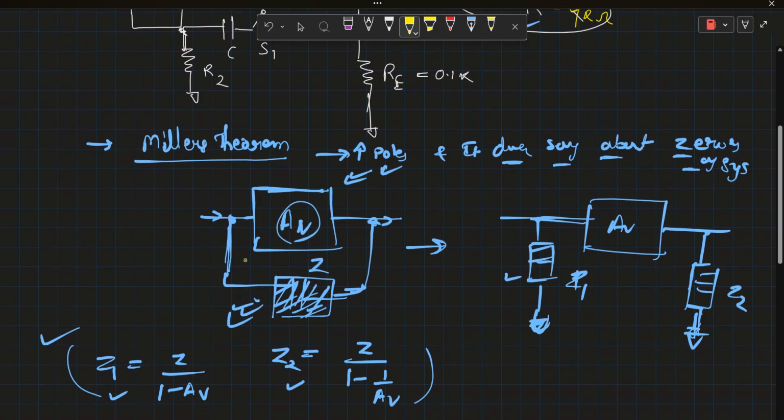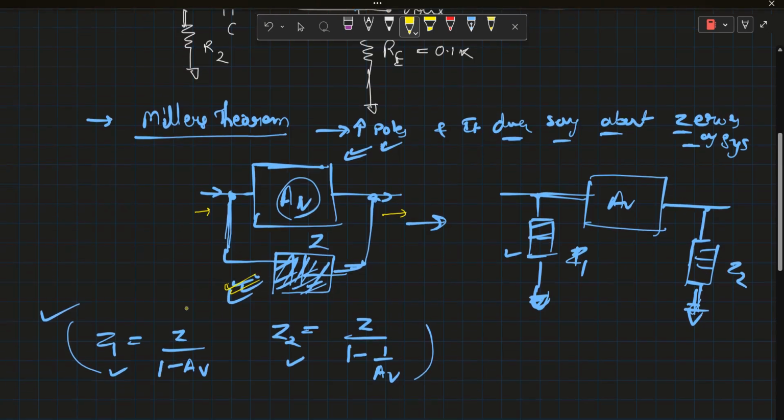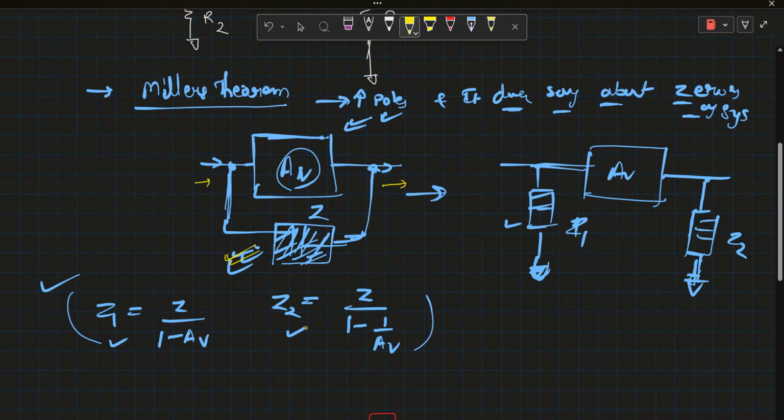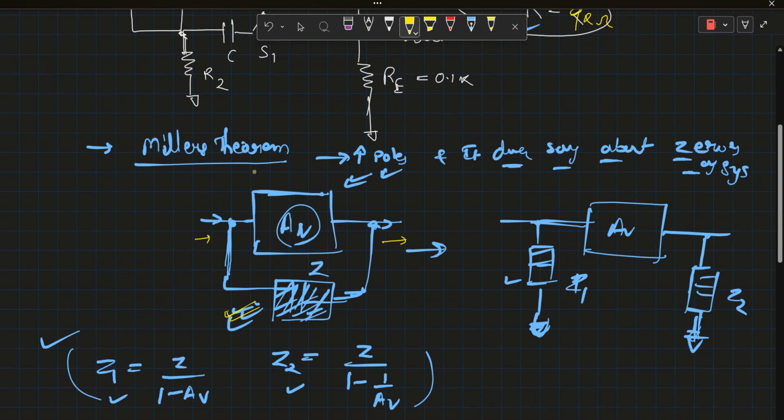So Miller's theorem says whenever there is an impedance connected between the input node and the output node, we can decompose this impedance into two parts, Z1 and Z2. This is some black box which has a gain of AV, and there is an impedance connected between the input and output terminal of this black box, and we can decompose this impedance into two parts, Z1 and Z2. Z1 value is Z upon 1 minus AV, and Z2 value is Z upon 1 minus 1 by AV, and Z is the original impedance.